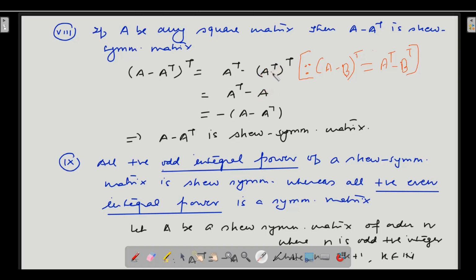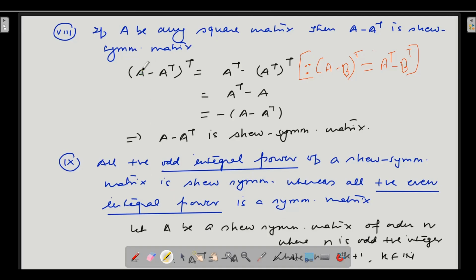When we take a matrix's transpose, and once again we take its transpose, then we get the original matrix itself. So the expression came out to be A transpose minus A. Now let us take the minus sign common out of this expression. As soon as you take the minus sign common, the minus on A'transpose will become plus, and the plus on A will become minus. So we get minus of (A minus A transpose).